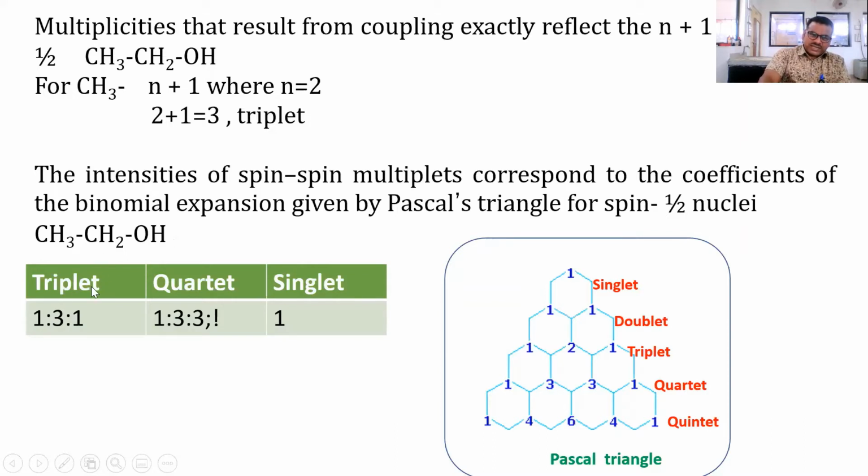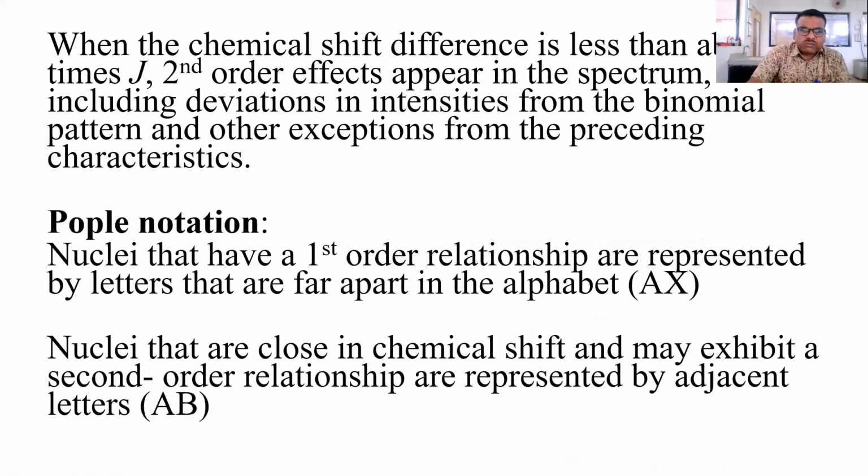And this is the third characteristic of first order spectra. I have written once again here: the triplet for the CH3, the quartet for the CH2, and the singlet for the OH. For CH3, CH2, OH, the splitting pattern is 1:2:1 for the triplet, 1:3:3:1 for the quartet, and 1 for the singlet. In this way, you can have these three or more characteristics.